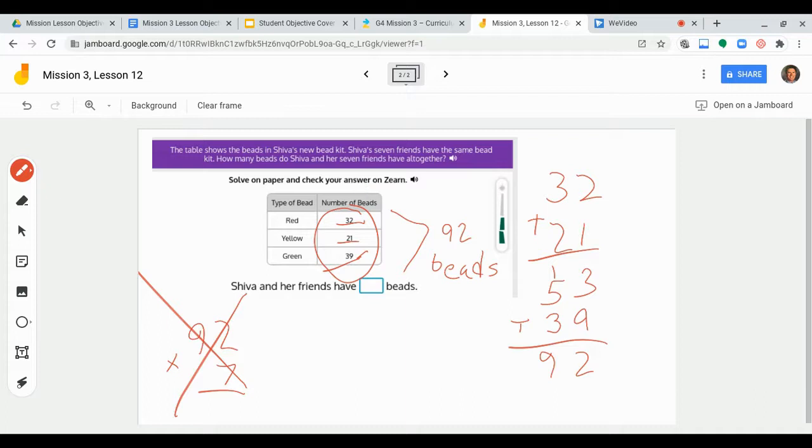So how many people are there total with bead kits? Well, there's Shiva and her 7 friends. How many people is that total? That's 8 people total, because we cannot forget about Shiva. Okay, Shiva and her 7 friends. So we're not going to do 92 times 7. We're going to do 92 times 8.